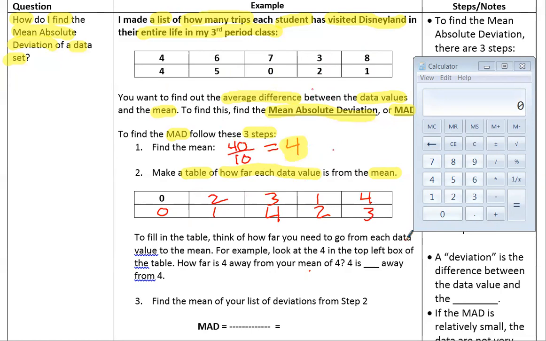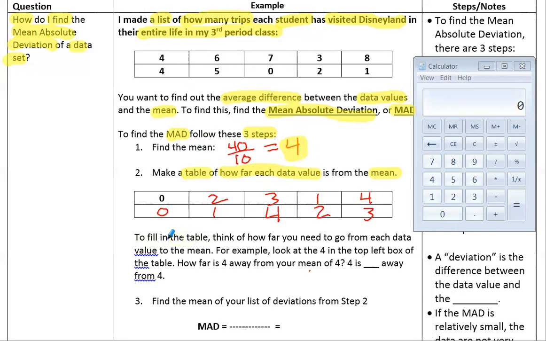I better check my work again. I wouldn't accidentally want to make a mistake. How far is 4 from 4? 0. 6 from 4? 2. 7 from 4? 3. 3 from 4? 1. 8 from 4? 4. 4 from 4? 0. 5 from 4? 1. 0 from 4? 4. 2 from 4? 2. 1 from 4? 3. I'm just going to hope that's right.